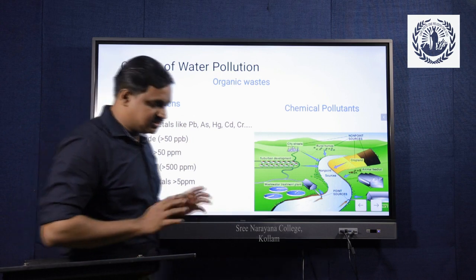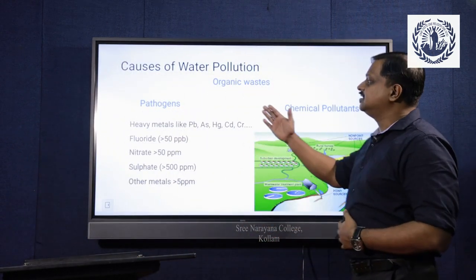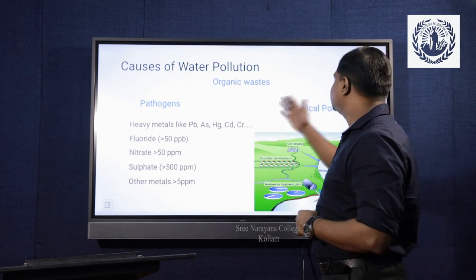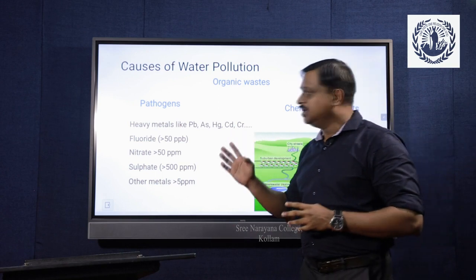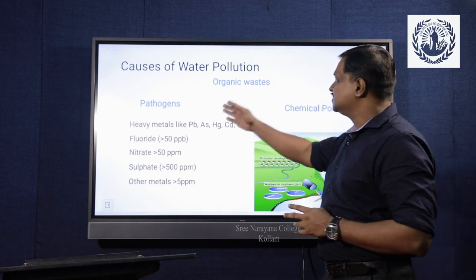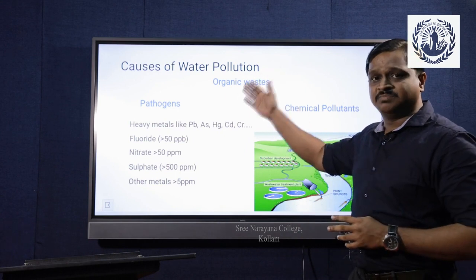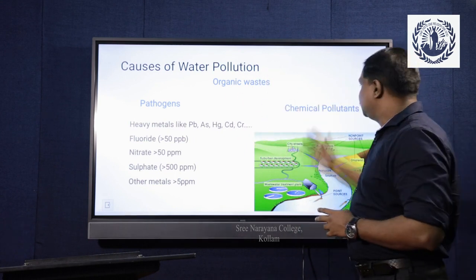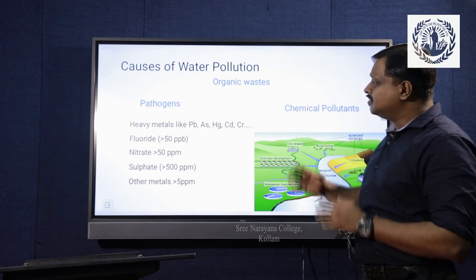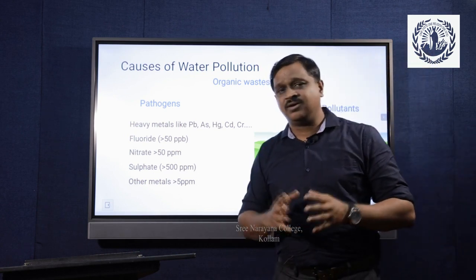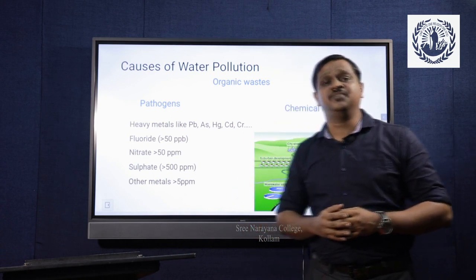Now we are going to discuss what the causes of water pollution are. You can see that pathogens, organic waste and chemical pollutants are the major causes of water pollution. Pathogens means microorganisms, and organic waste is like waste from plants and trees, and then the chemical pollutants. All these can cause water pollution. So when considering the quality of the water, we have a lot of parameters, like the smell, taste and color of the water, which are very important.